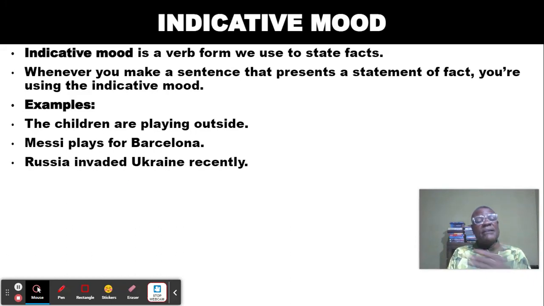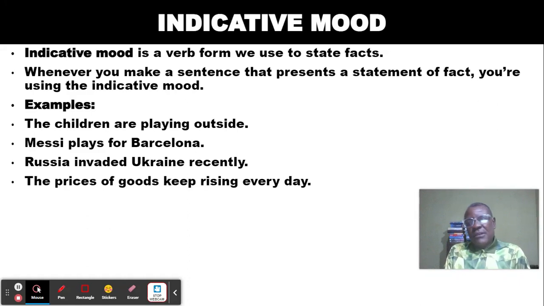Russia invaded Ukraine recently. So most of the things you read in the news, most of the things you hear in news broadcasts, on the electronic media, news reports, most of the expressions used are in the indicative mood. I say most, but not all. Sometimes different moods are used, but predominantly the indicative mood is used.